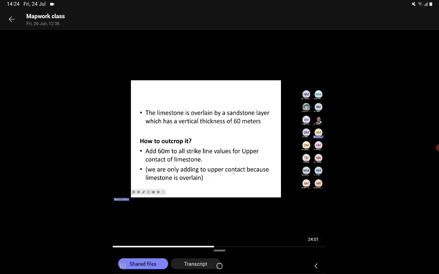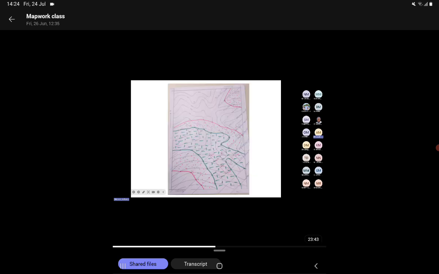So now if they said that the limestone is overlain, meaning on top of the limestone there's another rock unit. In this case, this rock unit is the sandstone. And this sandstone has a vertical thickness of 60 meters, right? So if we are to go on to the map, we're going to add 60 on all the upper contact of the limestone strike lines and not on the lower contact because it's overlain, meaning the boundary on the sandstone side from the limestone is the upper contact.